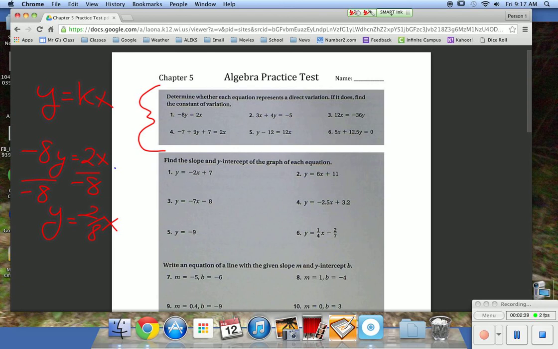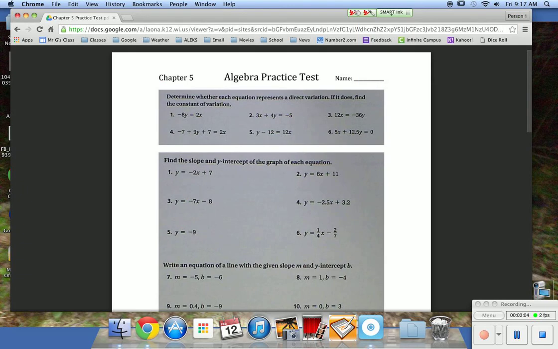Does it meet this criteria? Does it end up looking like that? Yes, it does. What's my direct variation? Negative 2/8, right? Or negative 1/4. So we do have a direct variation, and we can say that k equals negative 1/4. That would be our direct variation. Let's take a look at the next one.